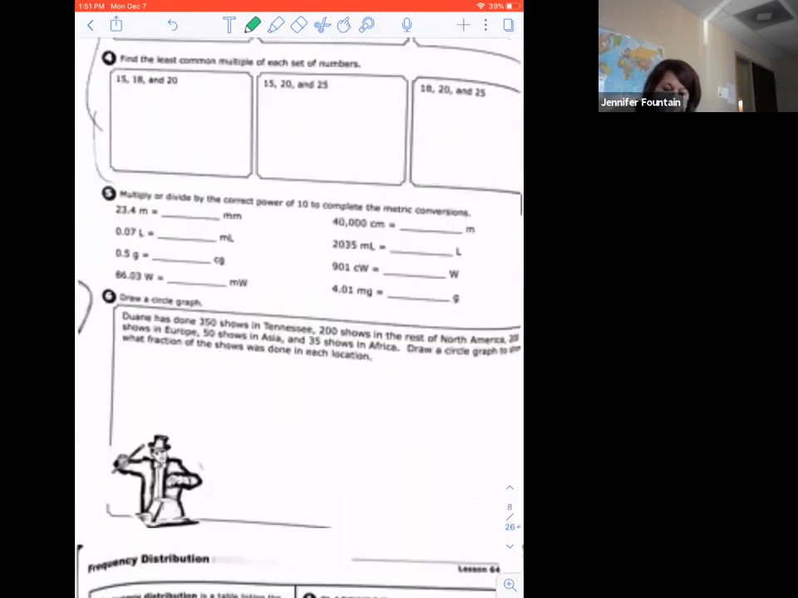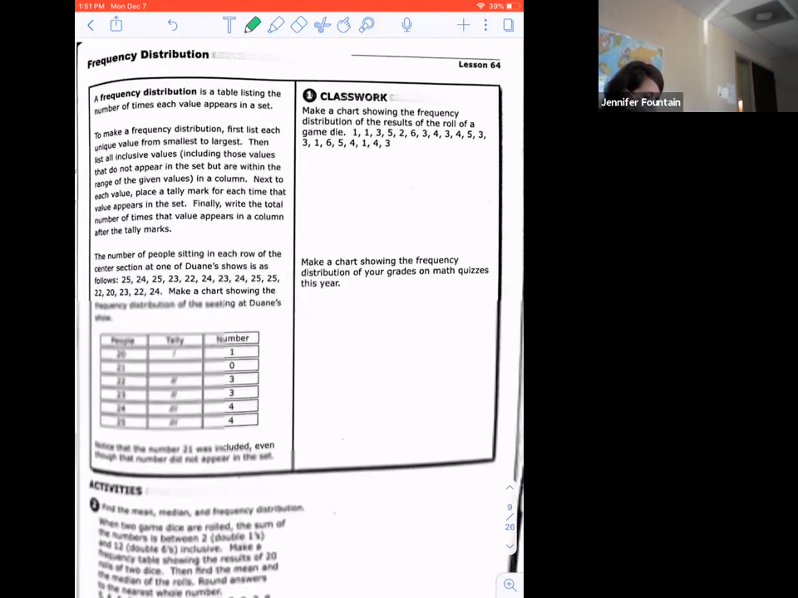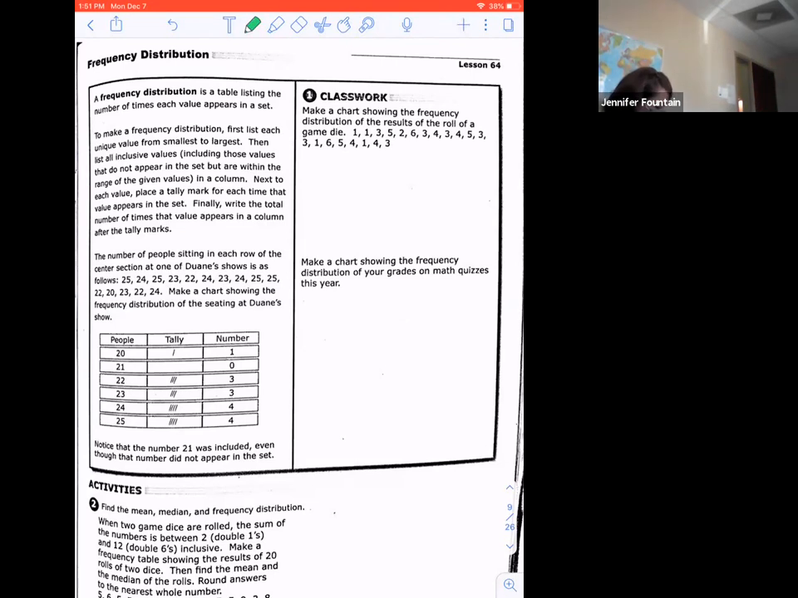And we are going to go to lesson 64, frequency distribution. It says a frequency distribution table is a table listing the number of times each value appears in a set. To make a frequency distribution, first list each unique value from smallest to largest. Then list all inclusive values, including those values that do not appear in the set but are written within the range of the given values in the column. Next to each, place a tally mark for each time that value appears in the set. Finally, write a total number of times that the value appears in a column after the tally marks.